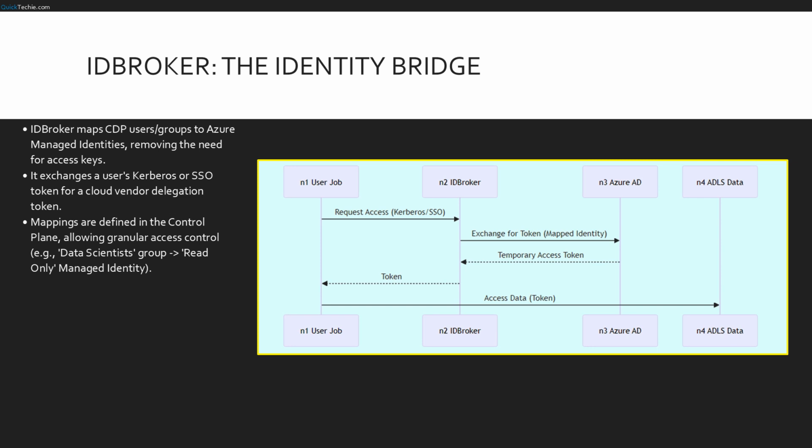In this sequence, a user job needs to read data. It requests access from the ID broker using its internal CDP credentials. The ID broker looks up the mapping, contacts Azure AD to exchange credentials for a temporary access token representing the mapped managed identity. It hands this token back to the user job, which then accesses ADLS data directly. The user never sees the long-term identity credentials.